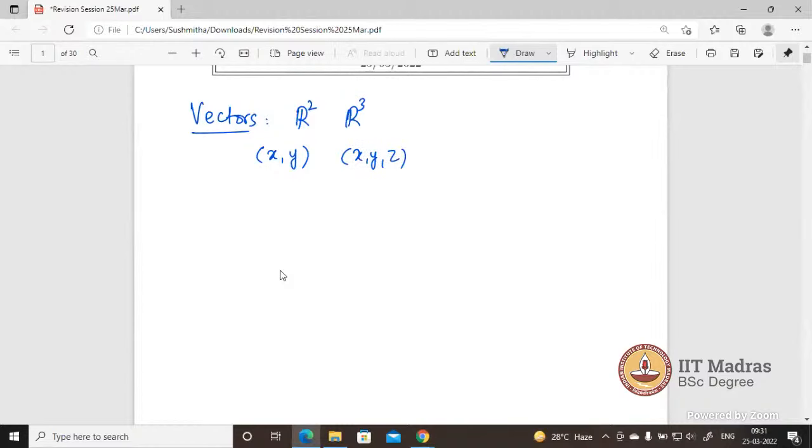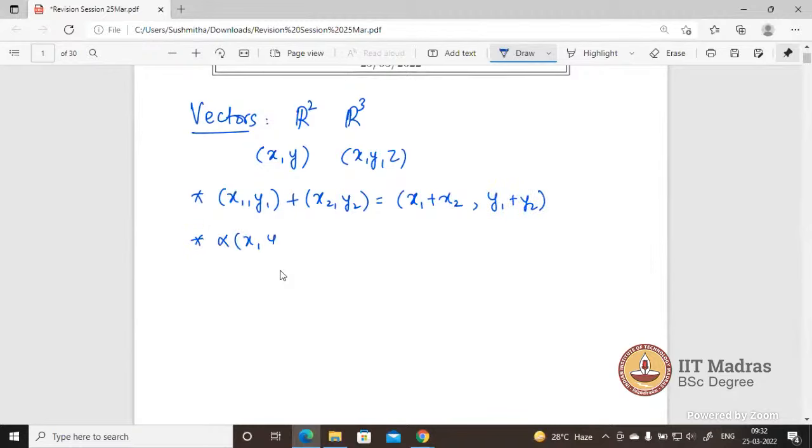So how did we add vectors in R2 or R3? Addition of 2 vectors was coordinate wise addition. So addition was component wise. So x1 plus x2, you add the first components of both the vectors, comma, add the second component of both the vectors. And then we had seen scalar multiplication.